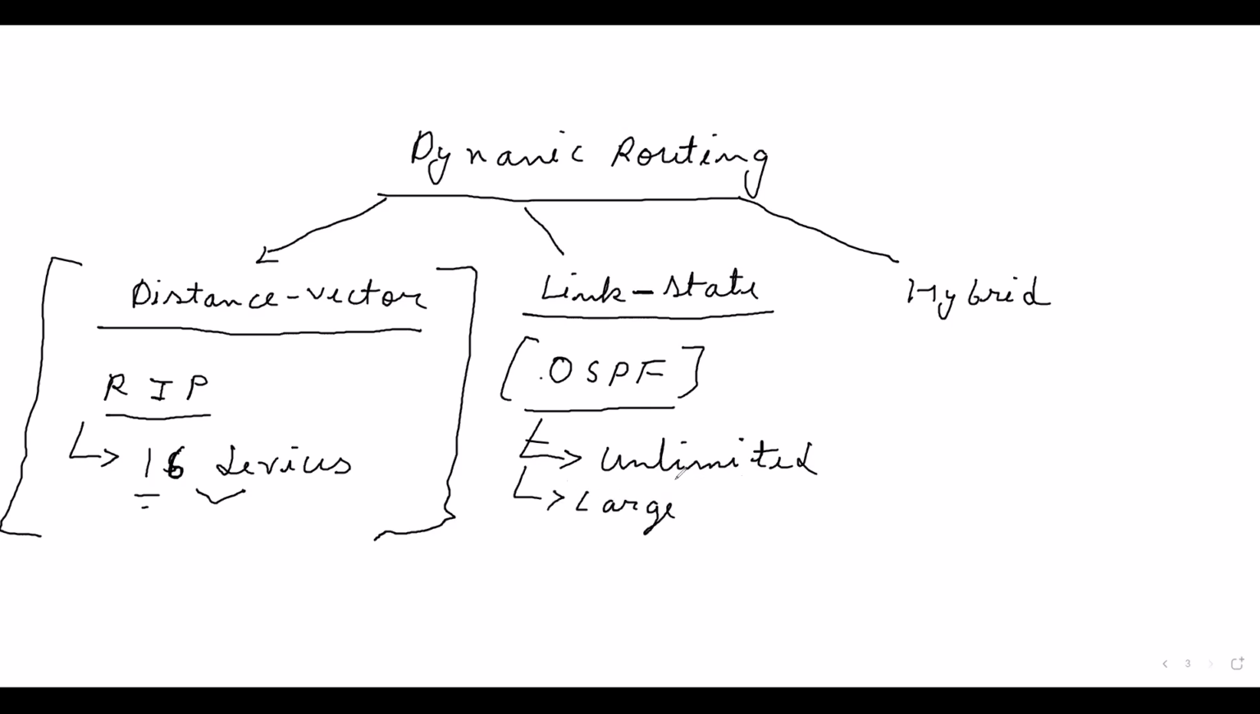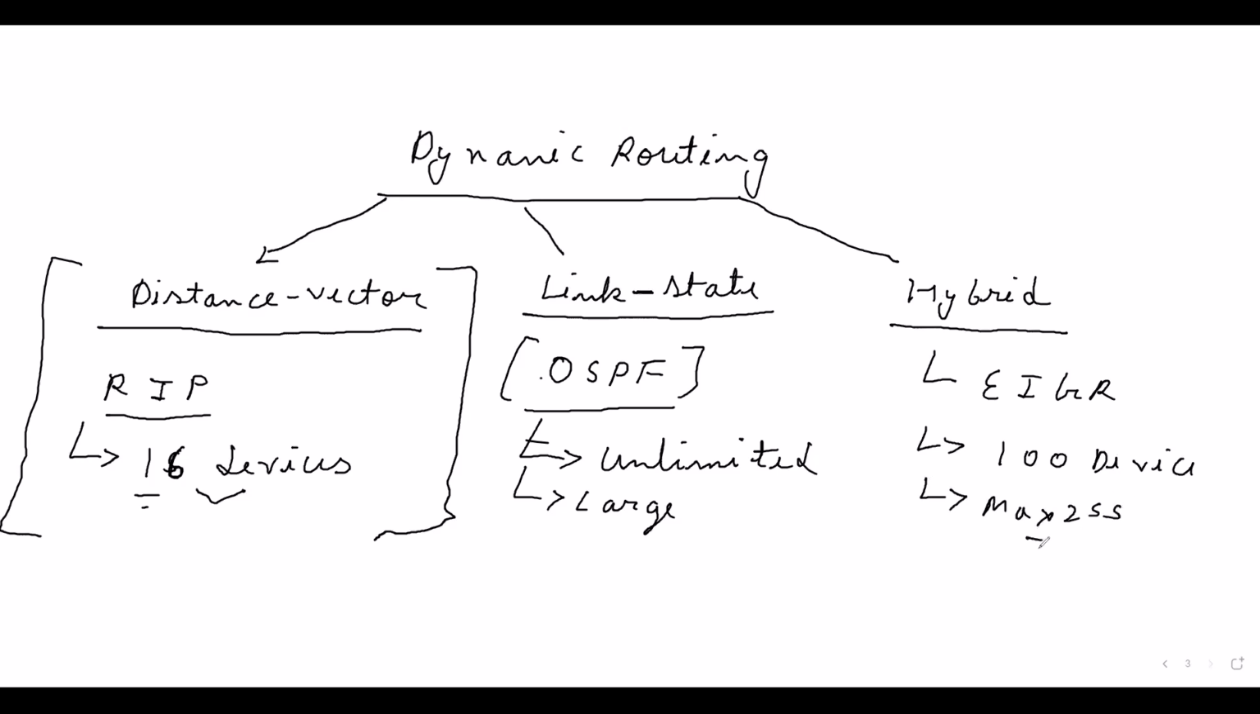But what about middle users who have only 100 or 200 devices? We should think about those users. So they made a hybrid combination of link state and distance vector. Here we have the EIGRP protocol. By default, we can use 100 devices here, and if you want, you can increase the maximum to 255.